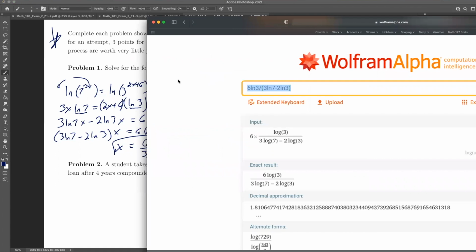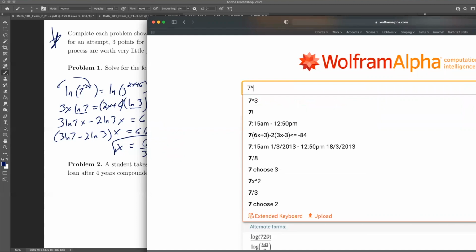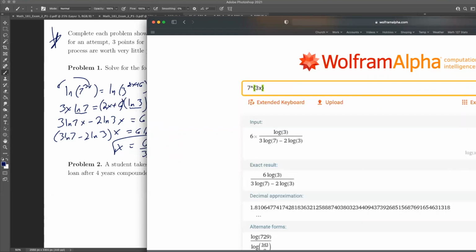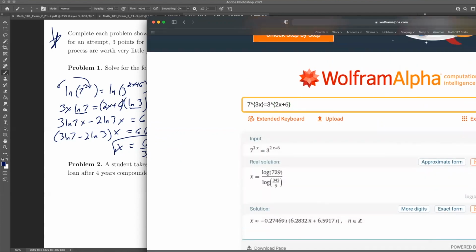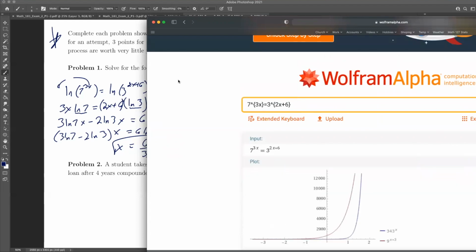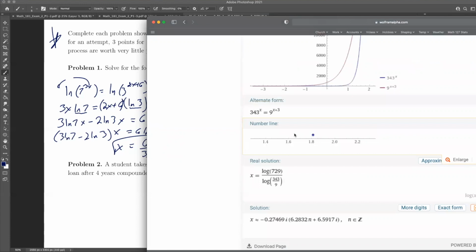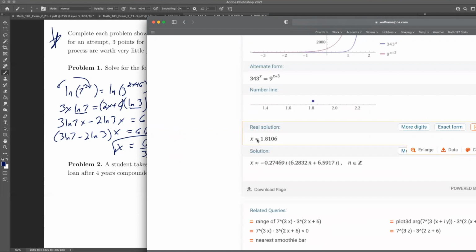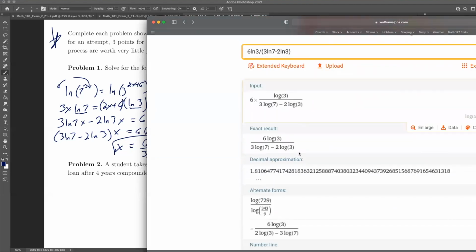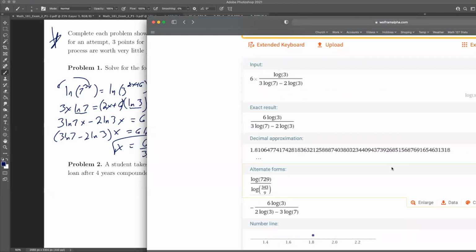So what do we have? What was the original one? 7 to the quantity of 3x equals 3 to the quantity of 2x plus 6. Gee, that gives a really weird result. Hey, 1.81. Yeah, that's weird, but it is the same.